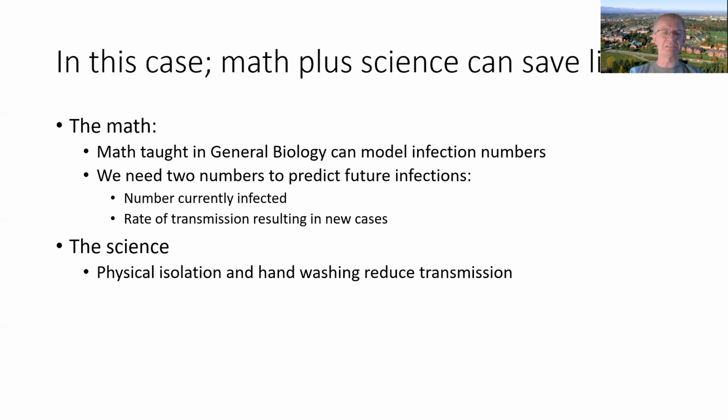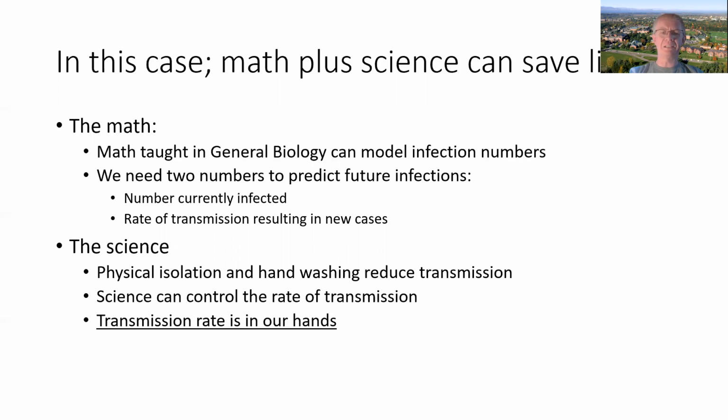All right, the science is very simple. Physical isolation and hand washing literally reduce transmission. And if you can do those two things, you reduce the rate of transmission, and you can see how that can have an effect using simple math on the size of this epidemic and how rapidly it advances. So in this case, the science can literally control the rate of transmission. The transmission rate is in our hands, literally, in terms of hand washing, but also in terms of the decisions that we make about social isolation.